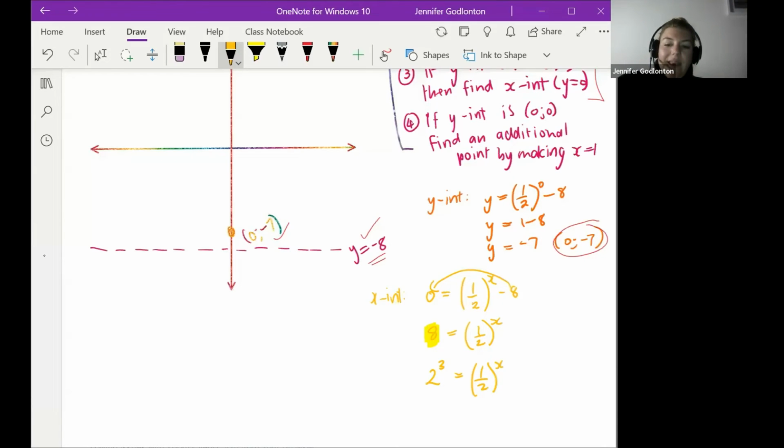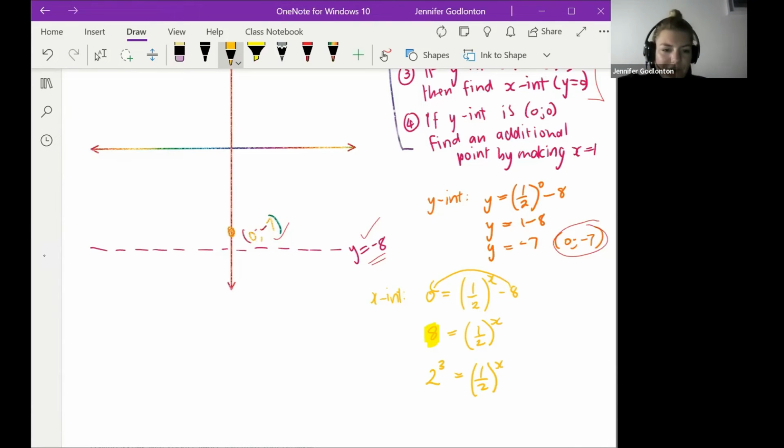Now, this half is really ugly. It's in our way. How can I make that half to the power of x? How can I make it 2 to the power of something? What sneaky trick can I do to make my life easier at this point? Flip it. Yes, beautiful. And when we flip it, we make the exponent negative.